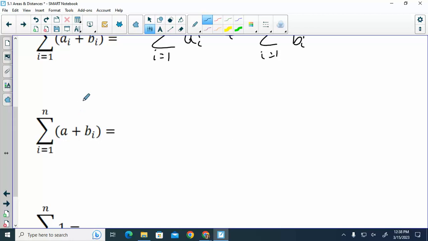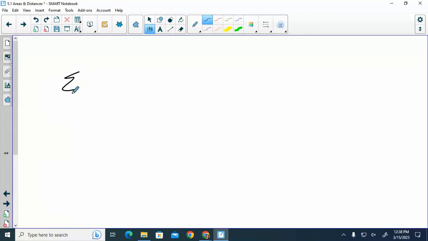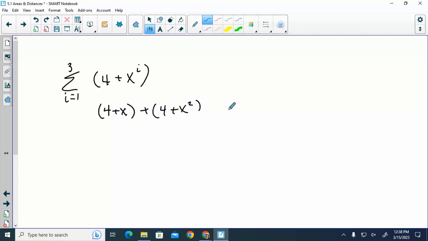This one, it's kind of a combination thing. So if I said I wanted to add up from 1 to 3, a 4 plus x to the i power. Okay, so if we wrote this out, we would have 4 plus x, plus 4 plus x squared, plus 4 plus x cubed, right? So kind of using the last one, we could add up all the 4's together and all the x's together.